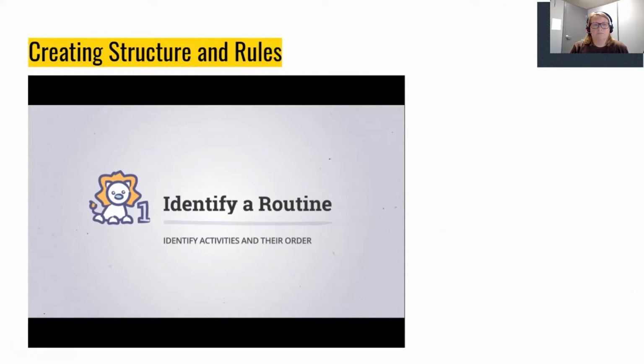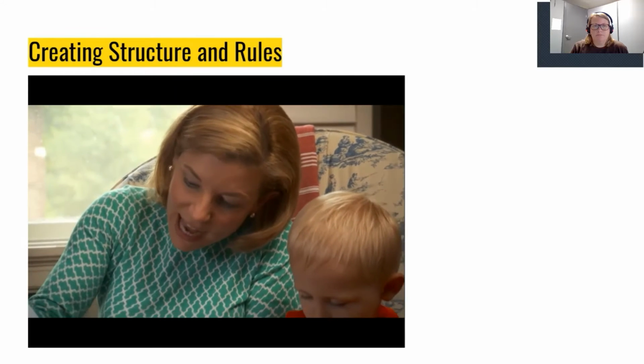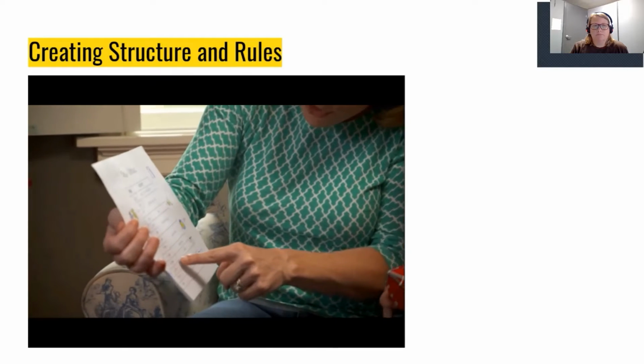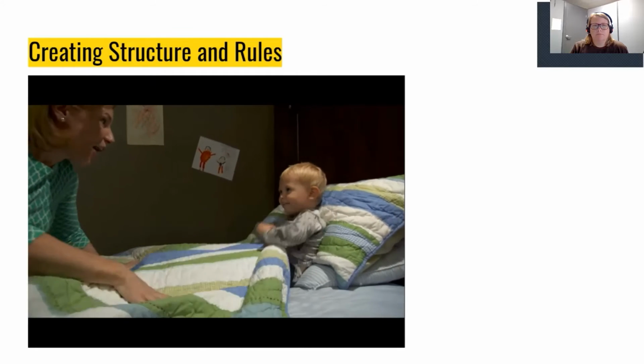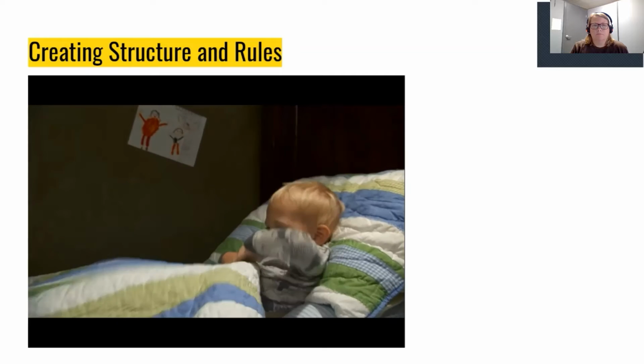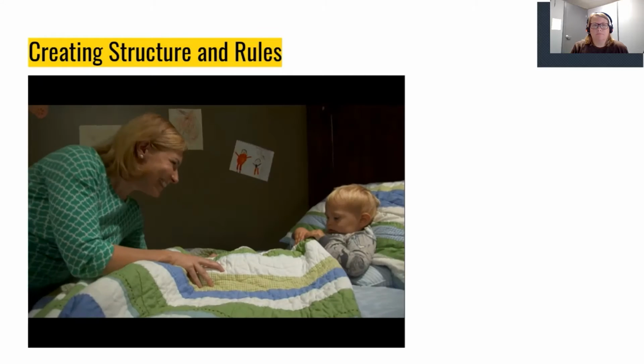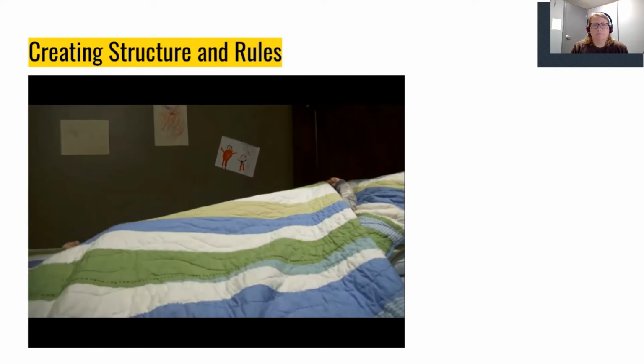Step 1. Identify a routine that works for your family. Think of all the things that should be part of the routine and in what order they should occur. It may be helpful to create routines around key times of the day, such as getting ready for bed or meal times. Keep in mind that the routine should work for the whole family and not just your child.